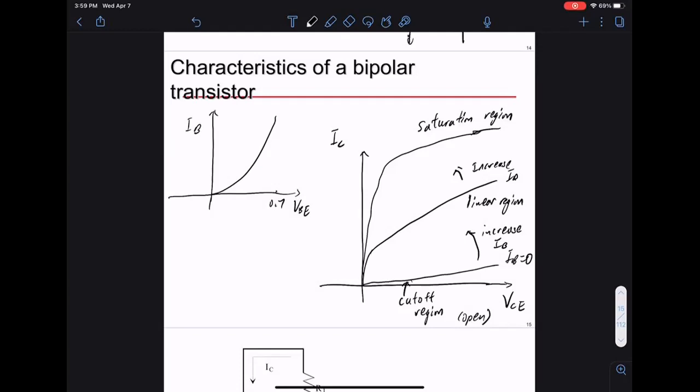Okay. So there is an off region, right? Cutoff region means just an open switch. Then when you try to close the switch, by injecting a little bit more current into the base, it conducts current better until it reaches saturation, which means you cannot push more current through this transistor. Okay. Any questions so far?